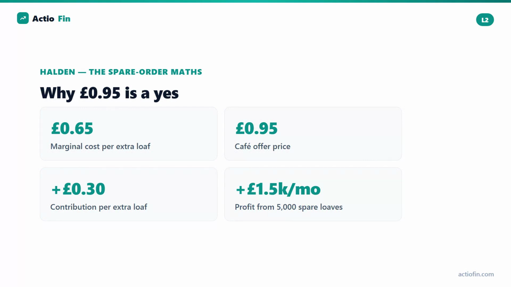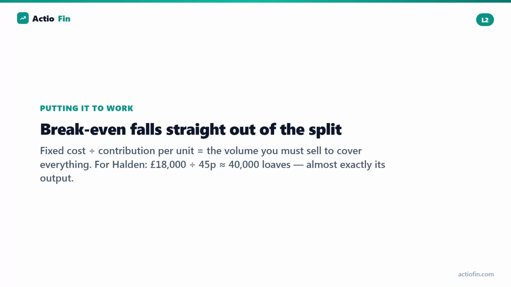Once you have separated fixed from variable, one of the most useful numbers in business appears almost for free, the break-even point. It is simply fixed cost divided by the contribution per unit. For Halden Bakery, fixed overhead is £18,000 a month and each loaf contributes about 45 pence above its variable cost. So break-even is around 40,000 loaves, almost exactly what it bakes. That tells the owner the business is running close to the line, with little cushion. Sell 10% fewer loaves and it slips into a loss, 10% more and profit climbs fast.